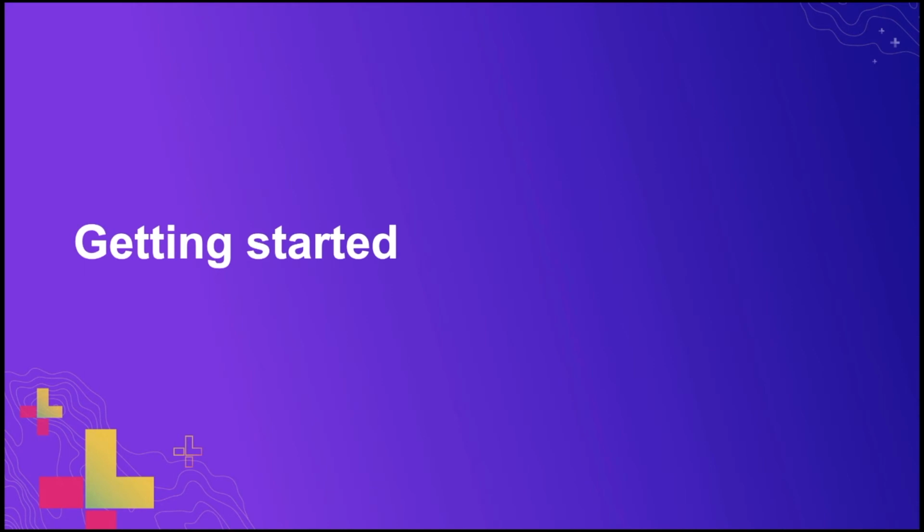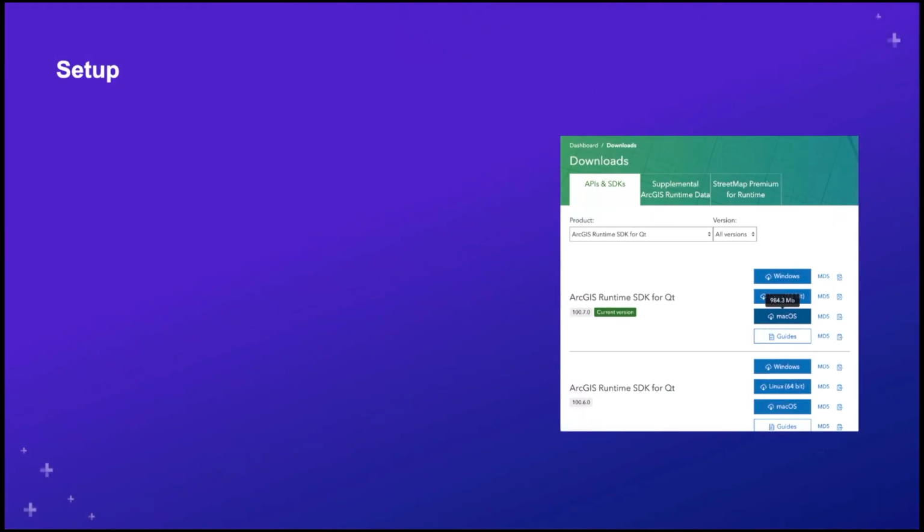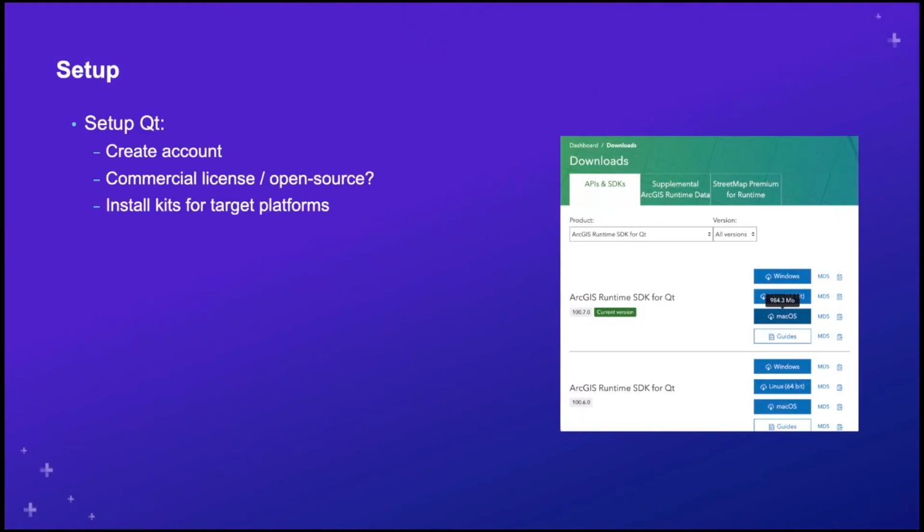Okay, so now that you've seen a little bit about what the API can do, we're going to talk about how you can get started using it. The first thing you'll want to do is set up your Qt account. So you'll go to qt.io, which is the Qt Frameworks website. You'll create an account, and then you'll need to determine if you need a commercial license or open source. And Qt has documentation on when you need to have a commercial license and when open source is suitable.